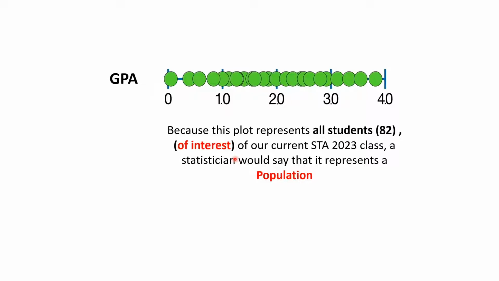Because we would be interested in the GPA of all. How many students do we have at UF? 52,000 something. So we would be interested in the GPA of 52,000 students, right? So in that case, the population would change to the entire population of UF, right? So this population changes if we change the context of the question. But in our example, this plot represents the population.